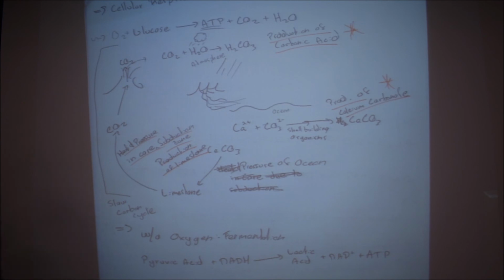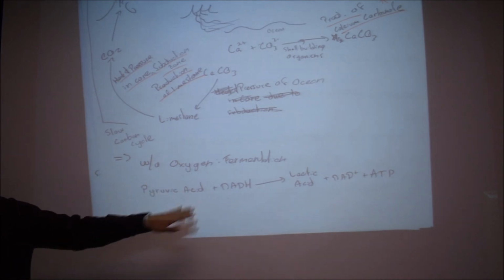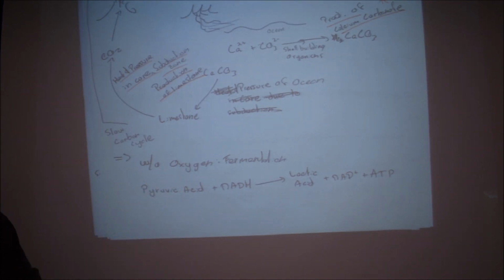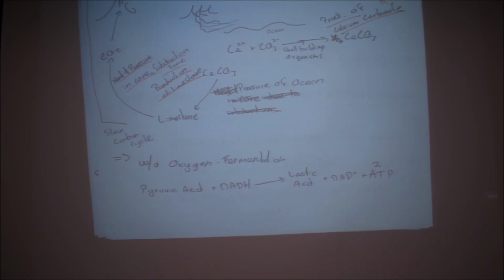Now let's say we're running, and we no longer have oxygen inside of our body. What do we do now? We undergo fermentation. What does fermentation include? Pyruvic acid and NADH undergo fermentation, and the things you get include lactic acid, NAD+, and specifically 2 ATP. It's not a lot, but it's still enough to keep on going. That's what fermentation is.